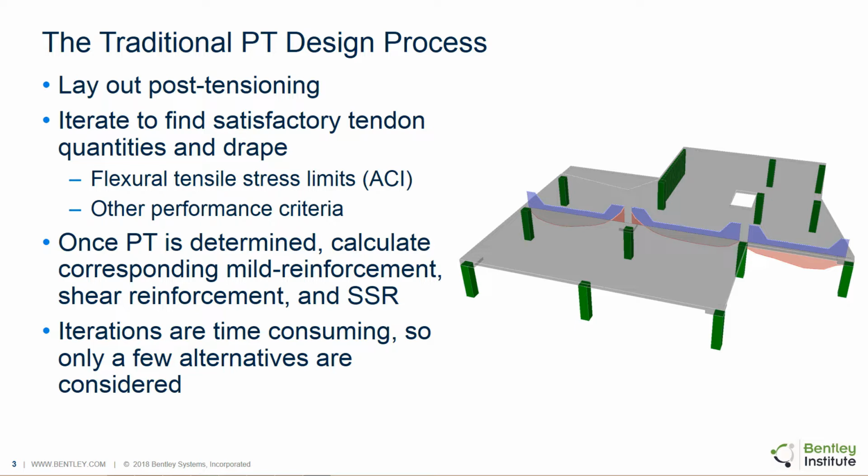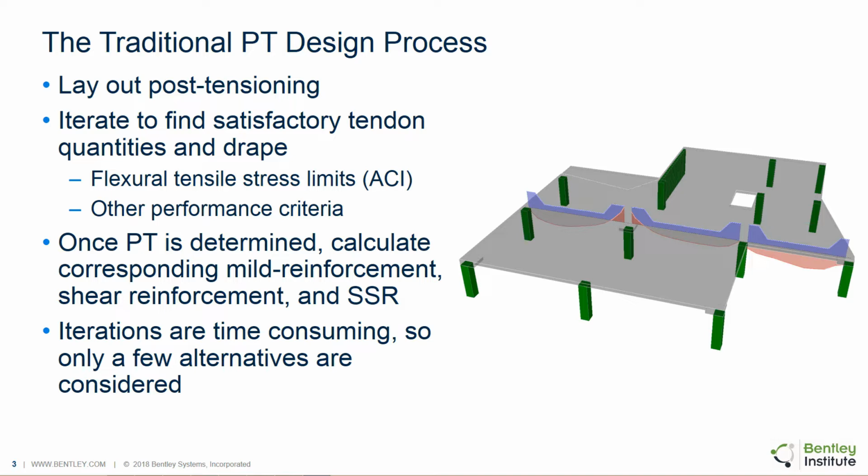So the steps in the traditional post-tensioning design process generally consist of initially laying out some post-tensioning, and this is true whether you're using a 3D design program or a 2D strip program. In a 2D strip program, you would break the structure up into strips and then lay out post-tensioning in each strip and perform a design on each strip individually. In a 3D process, you could lay out all the post-tensioning in 3D, but you're generally still breaking the structure up into strips for design.